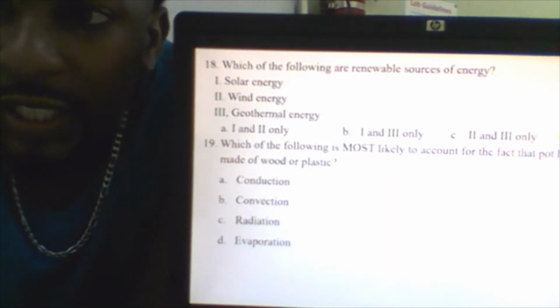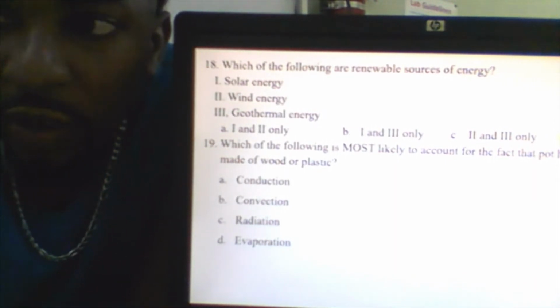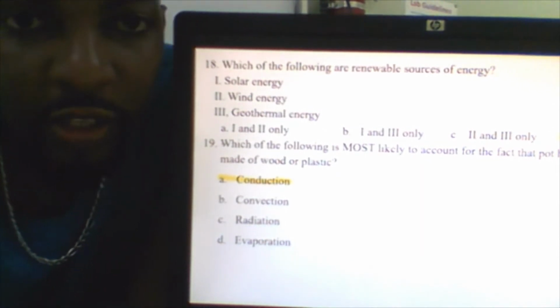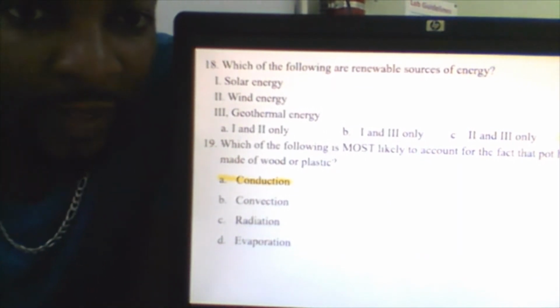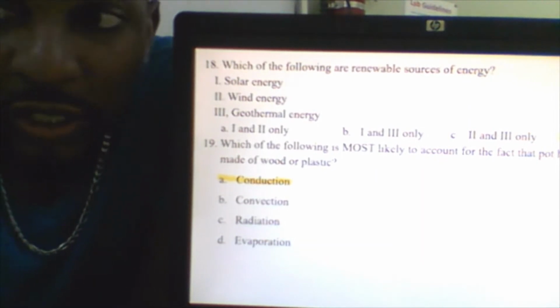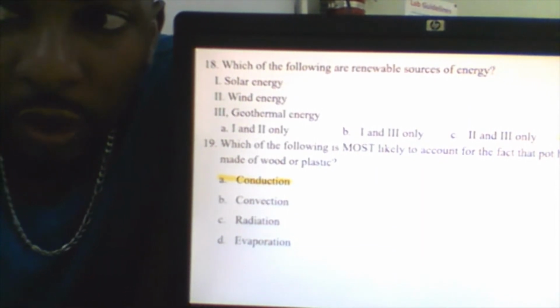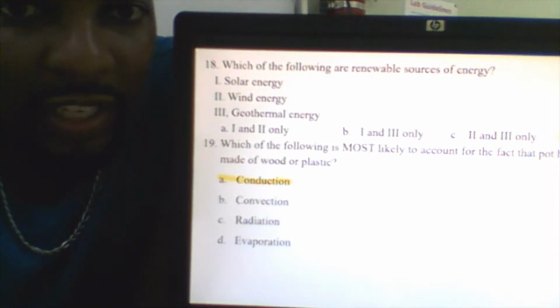Good. So in this case, you say what is most likely to account for the fact that pot handles are usually made of wood or plastic, and that process is A, conduction. So when you're cooking, you don't want the pot handles to get hot, so therefore you use an insulator, right? Wood or plastic materials are insulators, meaning that they do not allow heat energy to pass through.